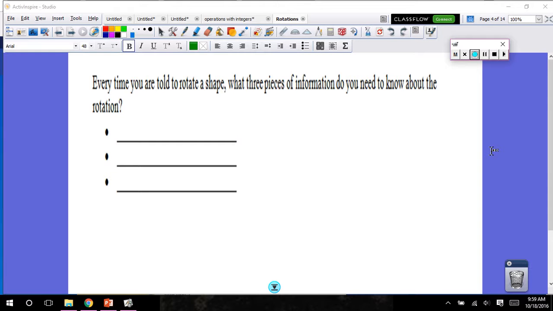Rotations. We need to do a little bit of vocab here. Every time you were told to rotate a shape, what 3 pieces of information do you need to know? Okay. When we go to rotate something, we need to know what. Right? Which direction? That's one. So we need to know direction.